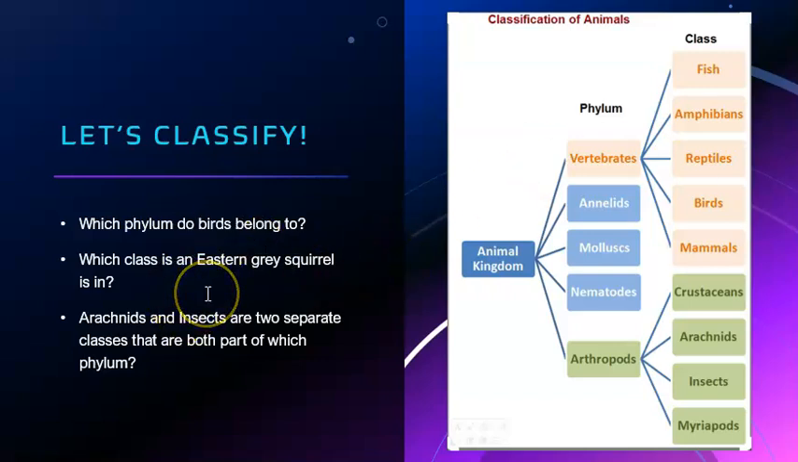Which class is an eastern gray squirrel in? So we just talked about squirrels. We know that squirrels are mammals. So mammals would be the squirrel class. Also, arachnids and insects are two separate classes, but they're both part of which phylum? Arachnids, insects, which phylum do they come from? Arthropods. So they're from the Arthropoda phylum.